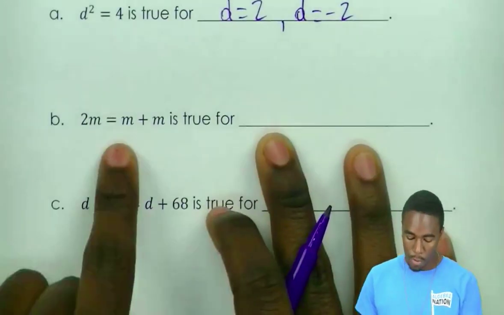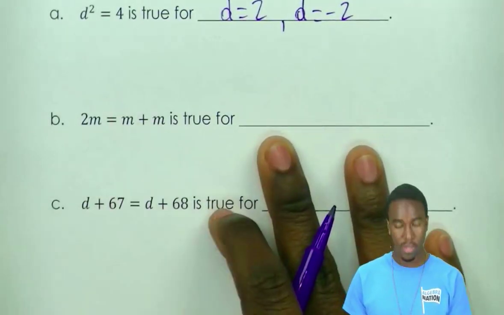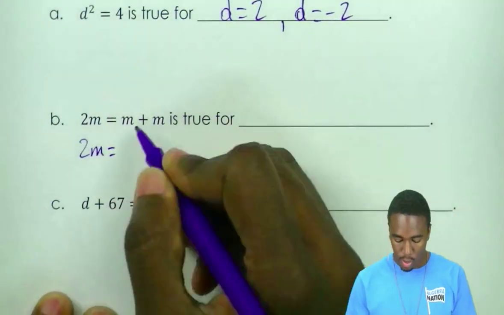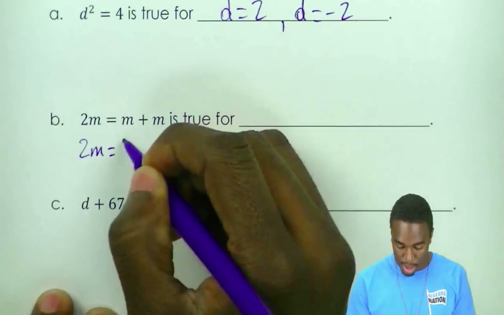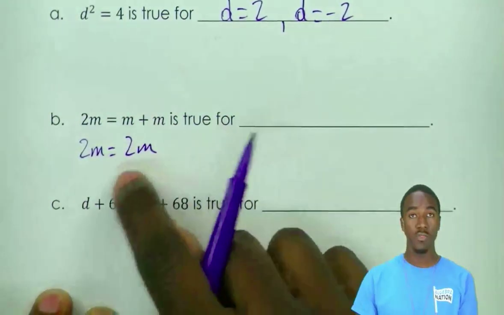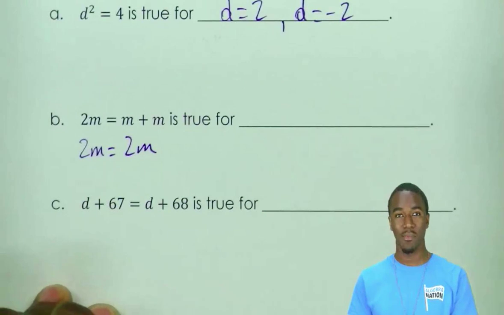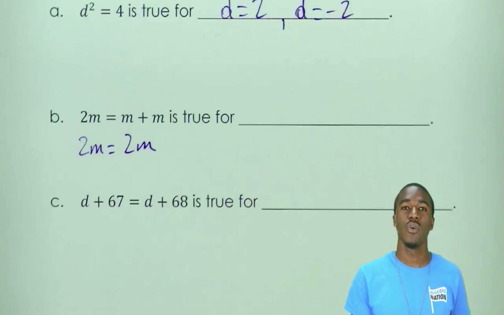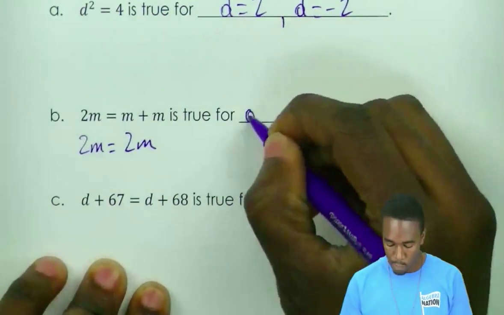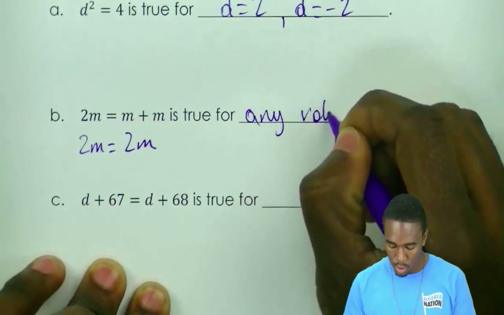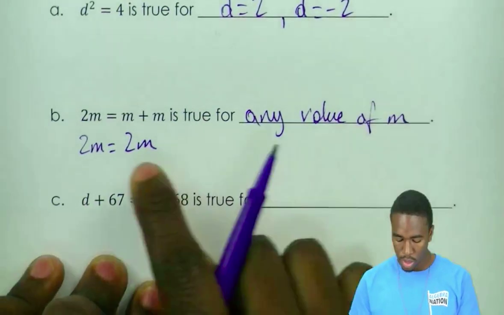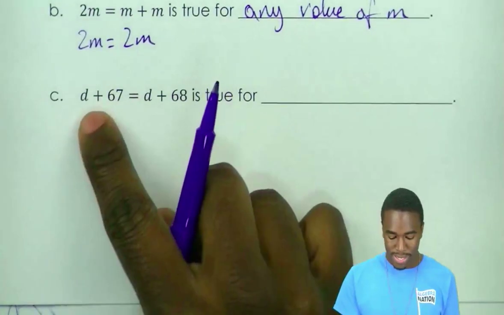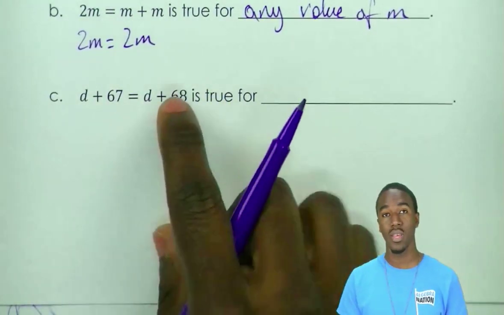Now, what about when we have 2m is equal to m plus m? Well, check this out. 2m is equal to m plus m. What is m plus m? M plus m is 2m. These two values are the exact same, right? These are already equivalent, so it doesn't matter what I plug in for m. It's always going to be true, okay? So for any value of m, this statement is true. Cool? All right.